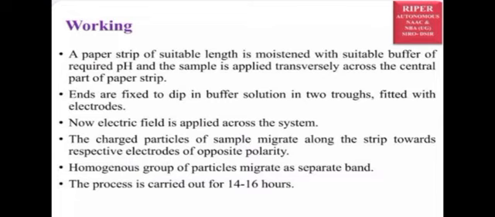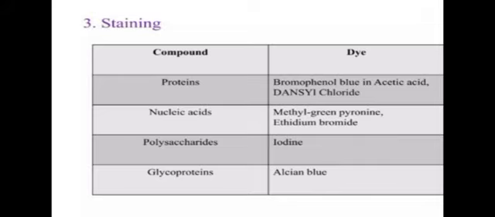Next we see the staining. For protein compounds, we use bromophenol blue in acetic acid. For nucleic acid compounds, methyl green pyronine and ethidium bromide are used. For polysaccharide compounds, iodine dye is used. For glycoprotein compounds, alcian blue dye is used in paper electrophoresis. These are the stainings.